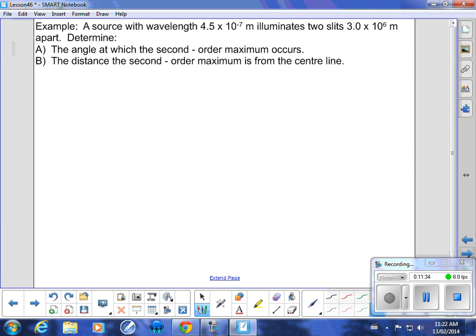So next example, a source with a wavelength of 4.5 times 10 to the negative 7 meters illuminates 2 slits that are that far apart. So I know my d is 3 times 10 to the 6 meters. That's a fairly significant distance apart, in the area of 3 million meters apart. What's the angle at which the second order maxima occurs? For part A, we are looking for an angle, because it says what angle, so that's the giveaway. Second order maxima means your M value will be 2.